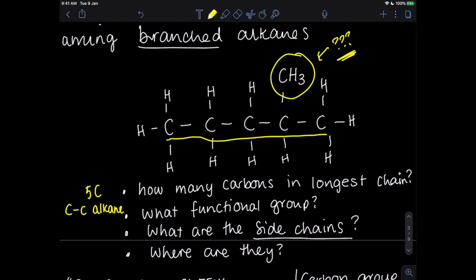So I need to make sure I tell my reader what the side chain is, because it's not always going to be a CH3 group, but in this case it is. And I need to tell them where they are, because that CH3 group could be attached to any of those middle 3 carbons, and I would need to let my reader know exactly where. So it is currently on the 2nd or 4th carbon, and we'll come back to how we choose that later.